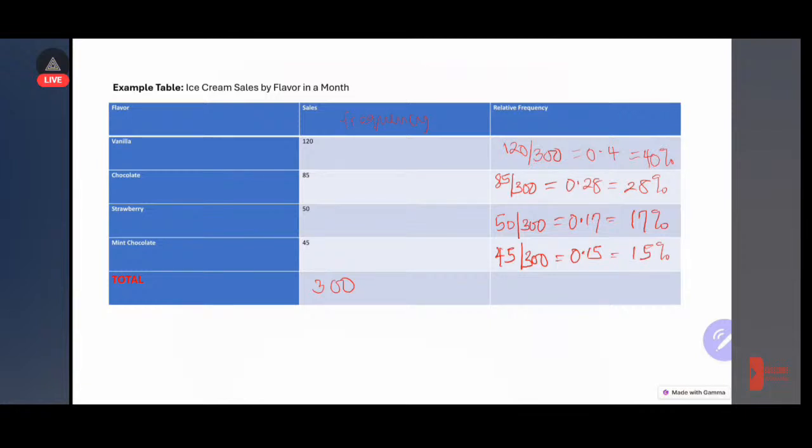And the rule for relative frequency is that the sum of the frequencies must be equal to 1. If you add this up, or what? If you add up the percentage, this should be the same thing as 100%. So this is how to calculate relative frequency.